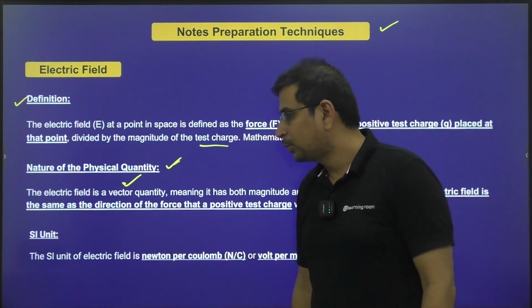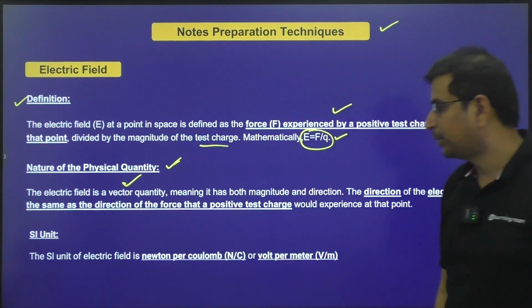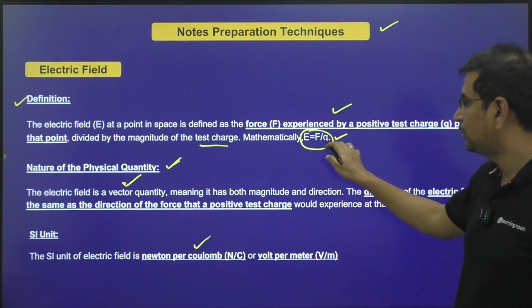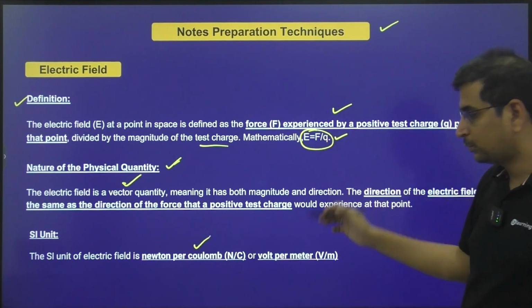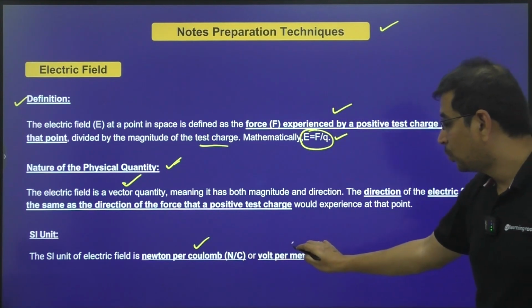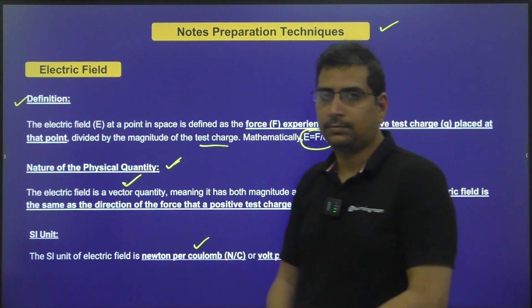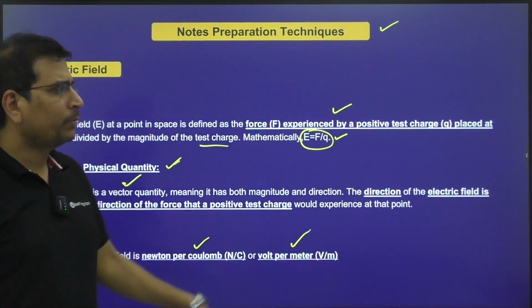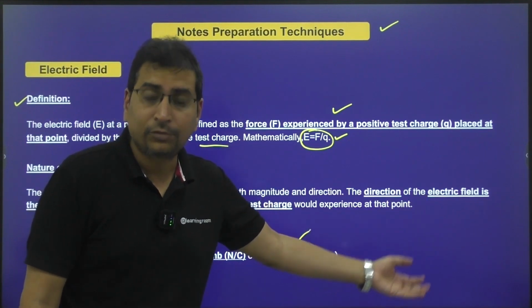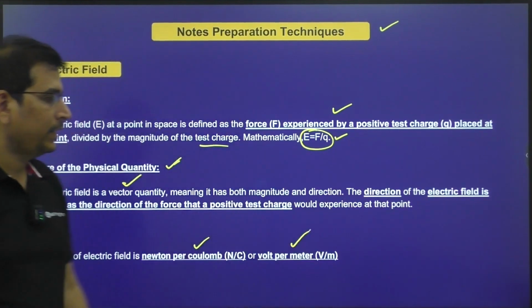If I look at the SI unit of electric field, it is going to be Newton per Coulomb. So how did we obtain it? Here it is Newton, because for force it is Newton and for charge it is Coulomb. So it is Newton per Coulomb, or you can also call it volt per meter. This volt per meter is actually derived from the next chapter, when you try to define it in terms of potential gradient.